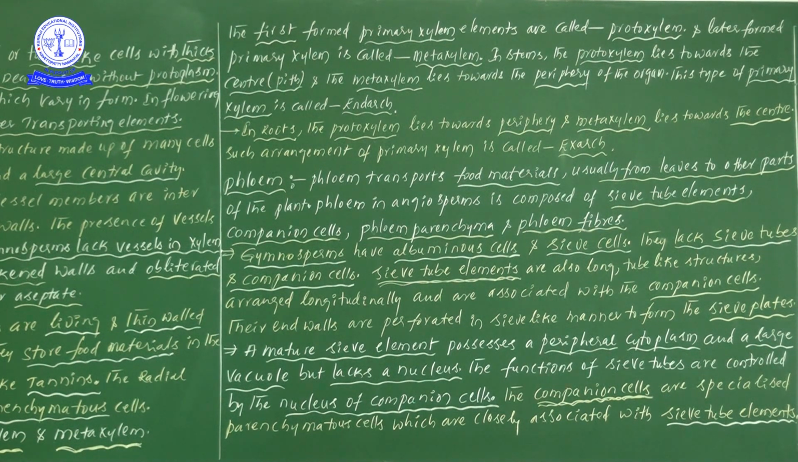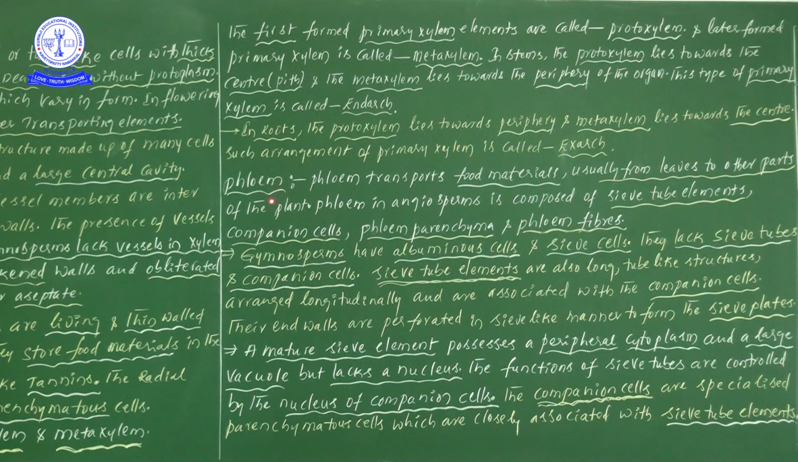Now let us see the next point. Phloem in angiosperms is composed of sieve tube elements, companion cells, phloem parenchyma and phloem fibers. It is the reverse of xylem. In xylem, how many are dead? Three. In phloem, three are living and one is dead.